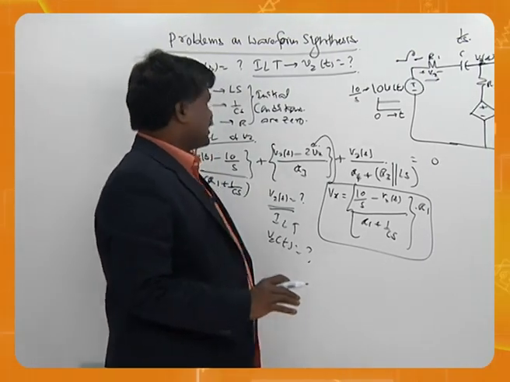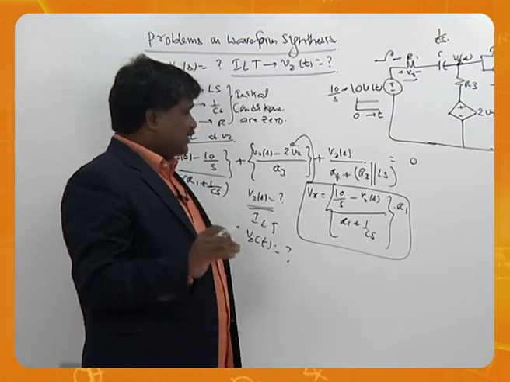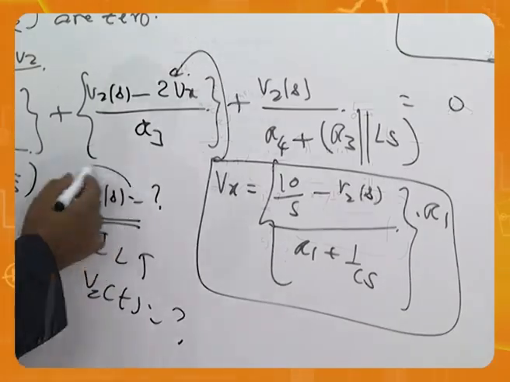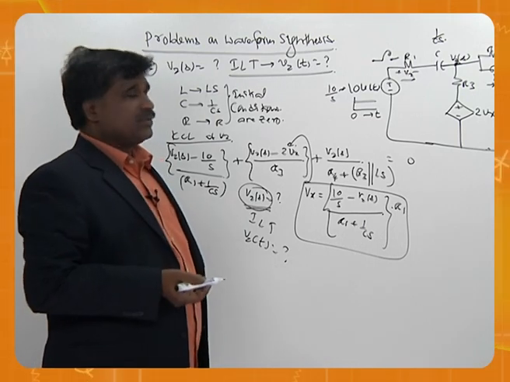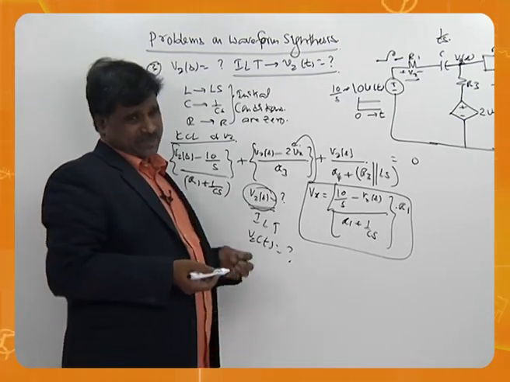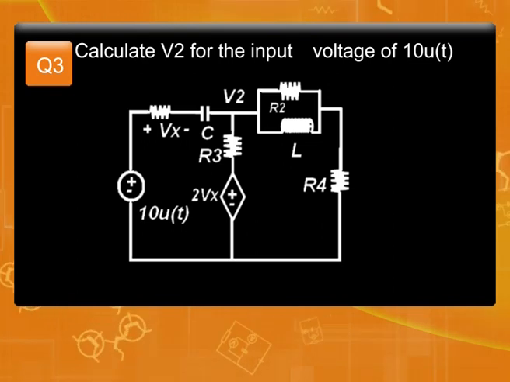That's why most of the times, in objective exam, they are straight away asking V2 of S. Because taking inverse Laplace, it will take long time. That is only for conventional exam, right? That is the approach.